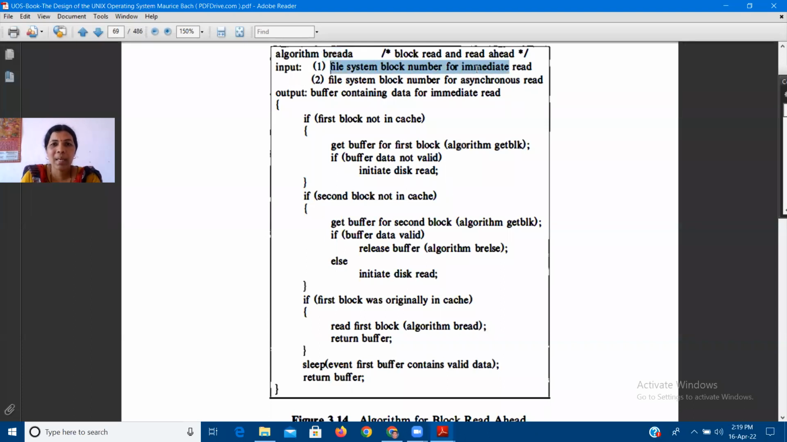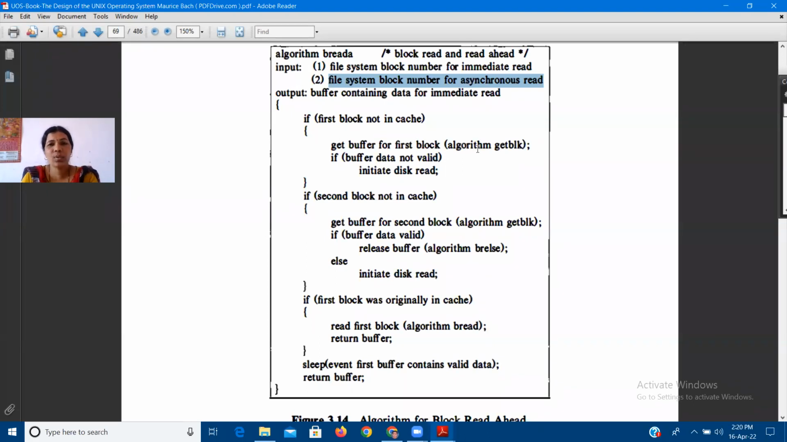So two inputs, पहिल्या ब्लॉकचा ऍड्रेस आणि दुसऱ्या ब्लॉकचा ऍड्रेस आपल्याला द्यायला पाहिजे. त्याच्यानंतर ऑटोमॅटिकली दुसरा ब्लॉक पहिल्या ब्लॉक मध्ये कन्वर्ट होतो आणि तिसरा ब्लॉक दुसऱ्या ब्लॉक मध्ये कन्वर्ट होतो. प्रत्येक वेळेला दोन ब्लॉक असतात, एक इमिडिएट असतो, दुसरा असिंक्रोनस असतो, राईट. And output: buffer containing data for immediate read. आउटपुट काय असणार आहे, एक बफर असणार आहे. ऍट अ टाइम एक ब्लॉक आपण रीड करणार आहोत, त्यामुळं एक बफर आउटपुटला येणार आहे, बफर कंटेनिंग डेटा फॉर इमिडिएट रीड.